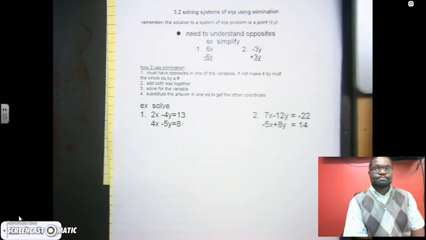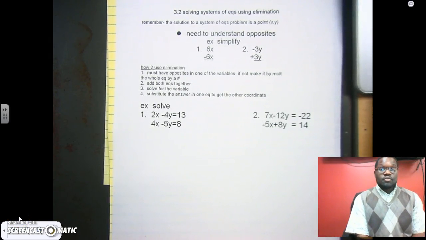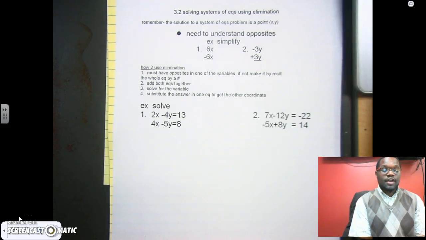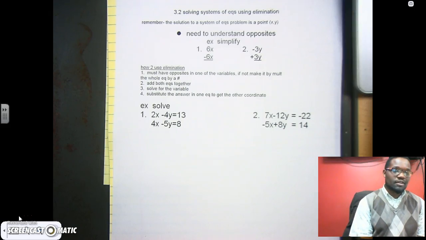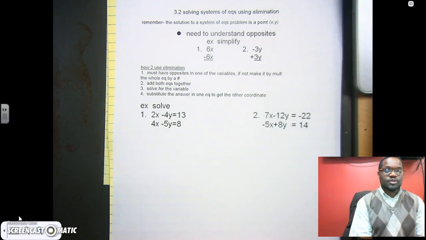Alright guys, today we're going to discuss another way to solve systems of equations. Remember, we're trying to find a place where two lines intersect, and we're trying to do it without graphing. We've already talked about substitution. Substitution is nice if one of your variables has a coefficient of 1.